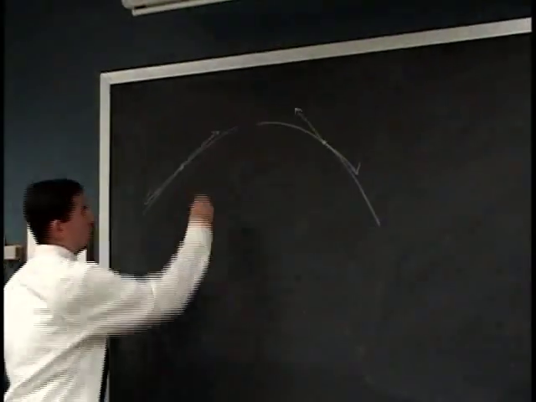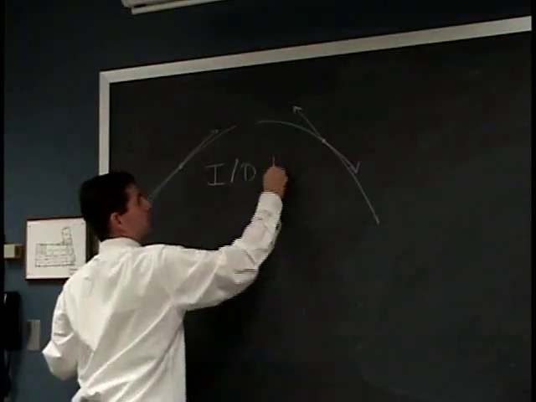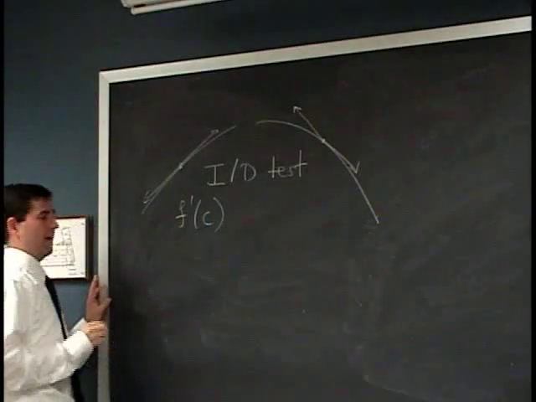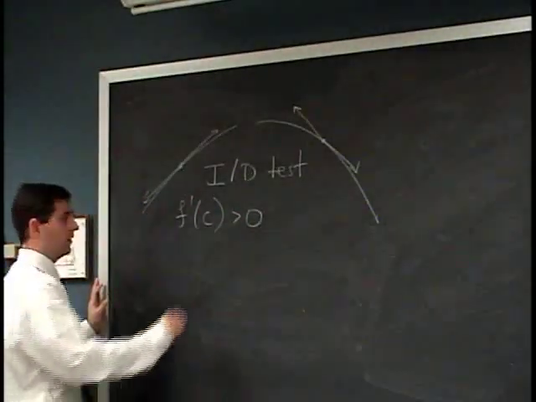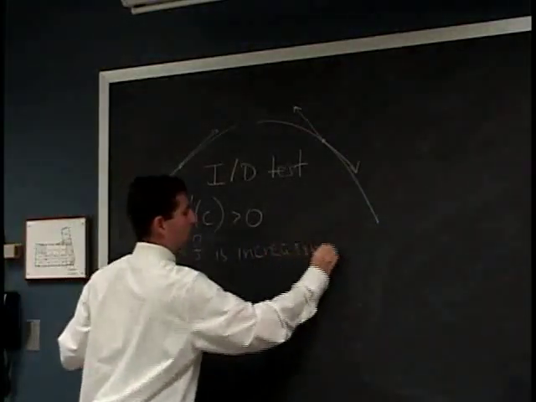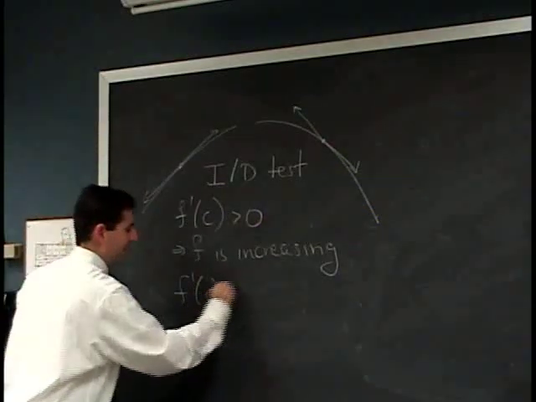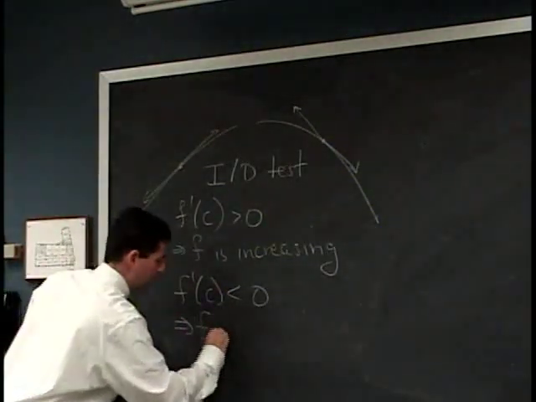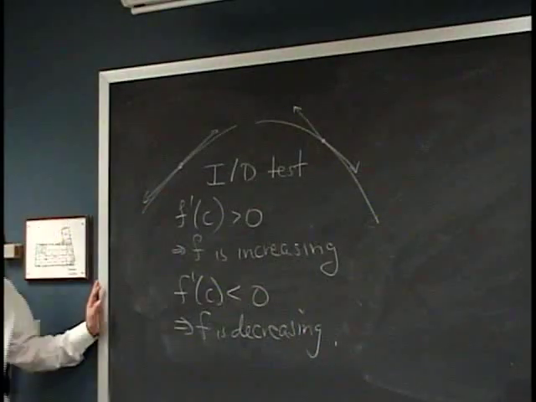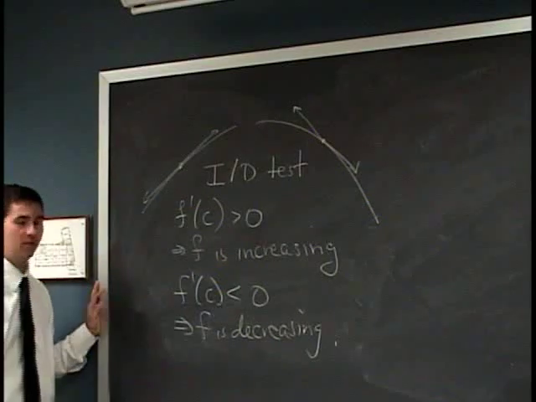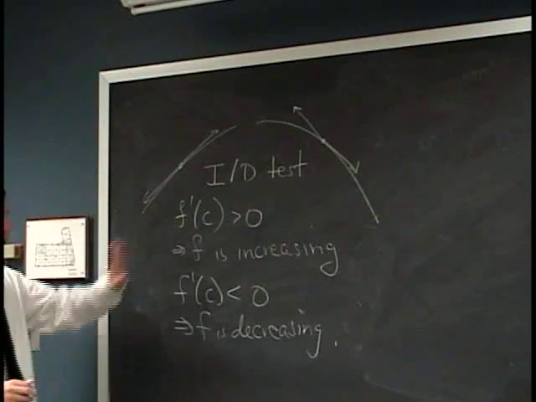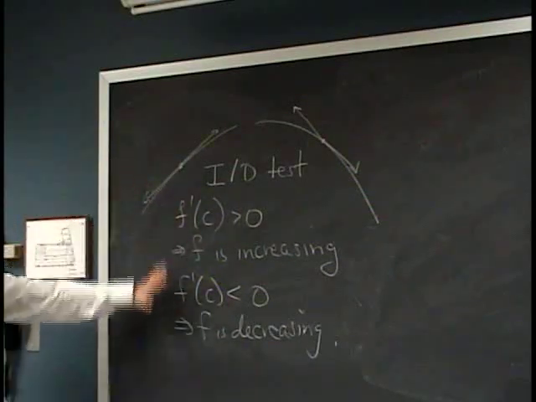So this is called the increasing-decreasing test. If f prime of c is greater than zero, then f is increasing. And if f prime of c is less than zero, then f is decreasing. We have to add some hypotheses on this. We should assume, of course, that our function is continuous in the interval and that it's differentiable around there. But up to these little hypotheses, this is what the increasing-decreasing test says.